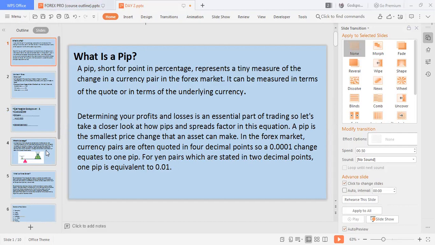Now, a pip is the smallest price change that an asset can make. In the forex market, currency pairs are often compared in 4 decimals. And so a 0.0001 change equates to 1 pip. For yen pairs, which are stated in 2 decimals, 1 pip is equivalent to what? 0.01.